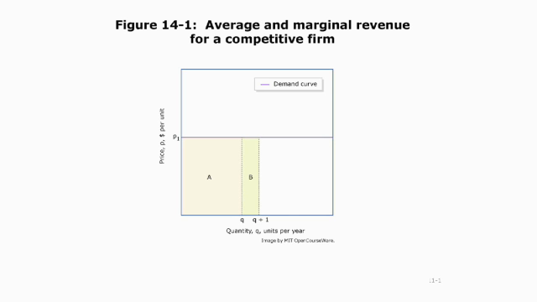Well, if they sell little q units, their revenue is A. If they sell one more unit, their revenue is B. And the marginal revenue is the height of that rectangle B times the base. The base is 1, because it goes from q to q plus 1. The height is P. So the marginal revenue is price. This is a pretty basic diagram. So marginal revenue is price for the perfectly competitive firm.